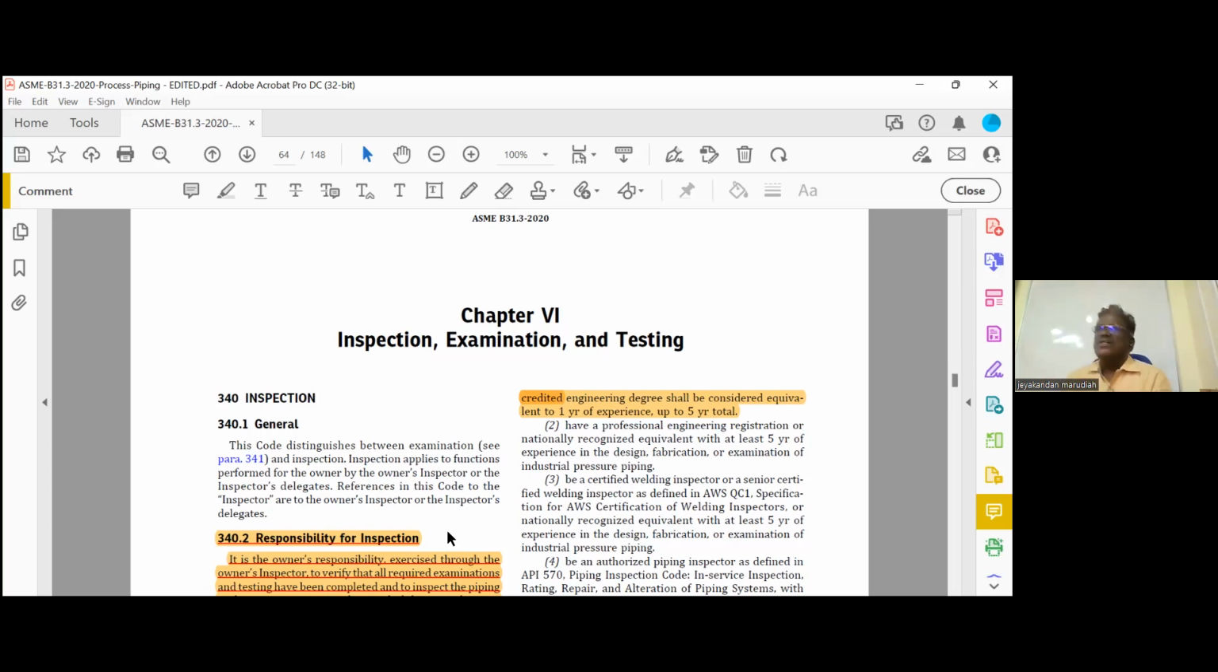Again, I will repeat. Girth weld requirement is category D, 100% visual, no radiograph. Normal fluid and category M, 5% visual. 5% means for each welder, every 20 joints, 1 joint you have to take radiograph. That is the meaning of 5%. 5% visual, 5% radiography. And severe cyclic means 100% visual, 100% radiography.